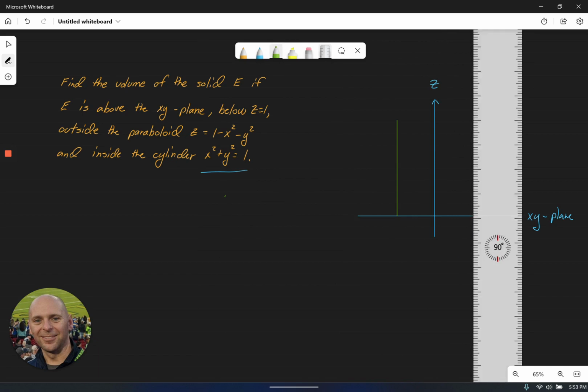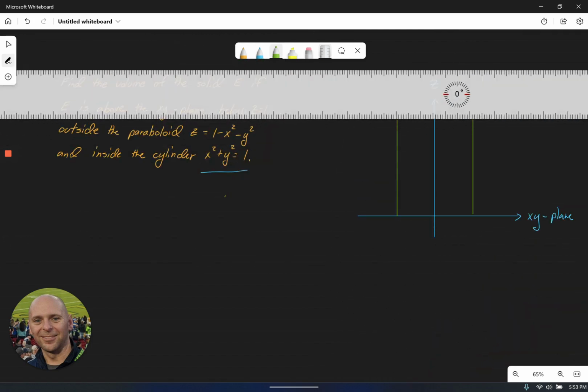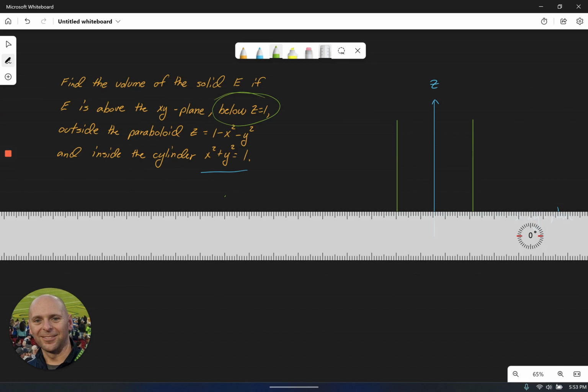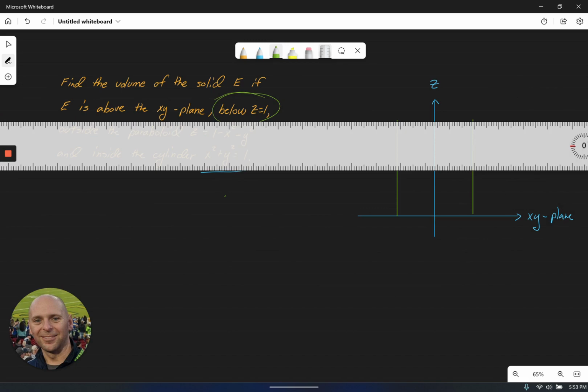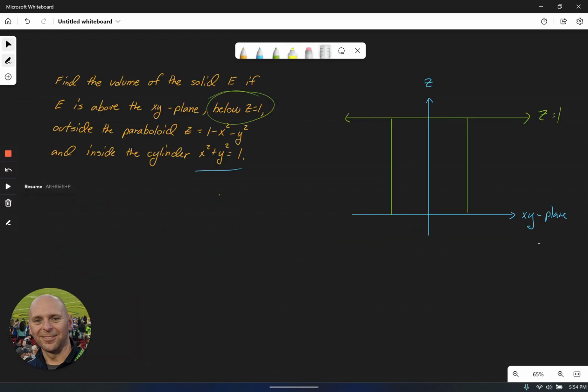So we'll take that as our cylinder. And we know that it's capped on top by z equals 1. That being that the solid has to lie below z equals 1, meaning that this is now the top. So here's our line, z equals 1.